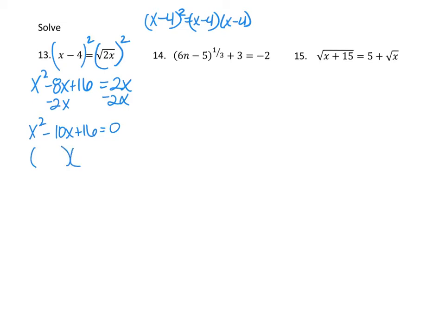And I can factor that. What two numbers multiply to positive 16 and add to -10? That's -8 and -2. So x equals 8 and 2.